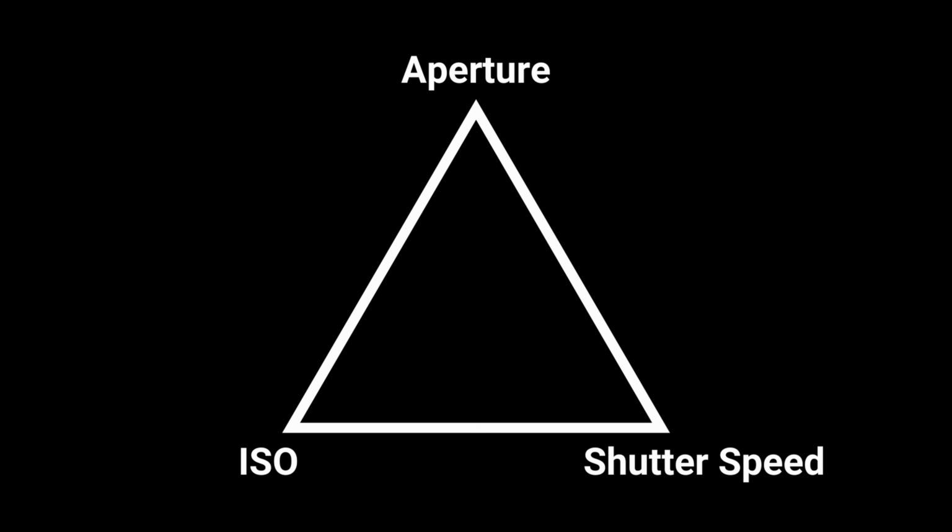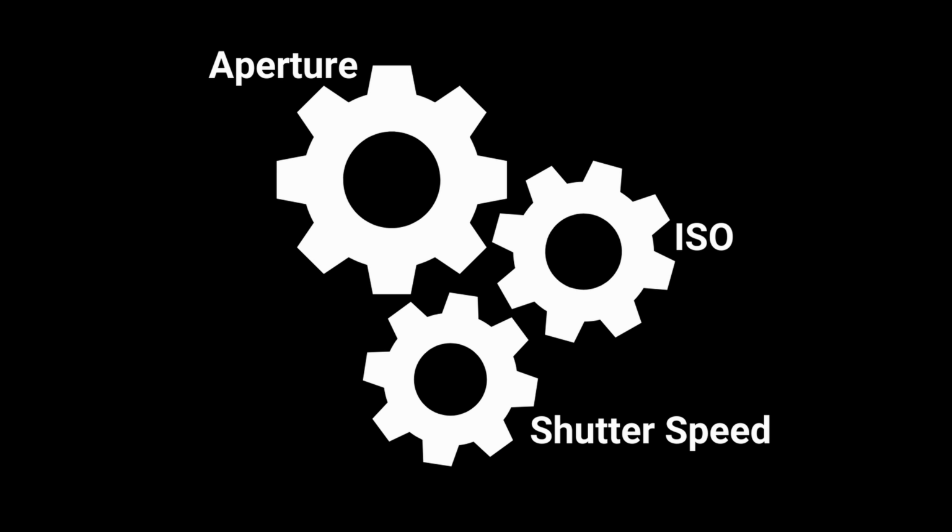Now, in order to understand the concept of exposure, you need to understand the exposure triangle. The exposure triangle is made up of 3 different settings that affect the overall exposure of your image: aperture, shutter speed, and ISO. All 3 of these elements act like 3 cogs in a wheel. If you adjust one, then the other 2 will be affected.